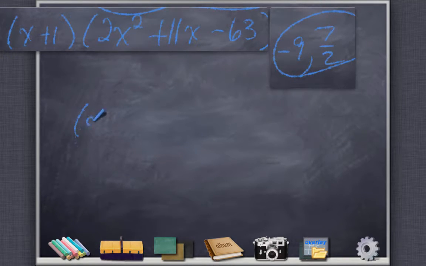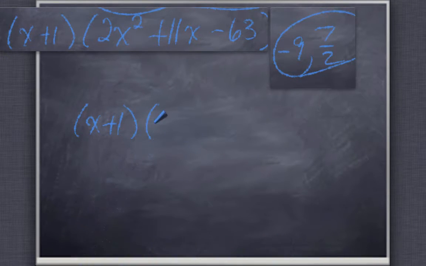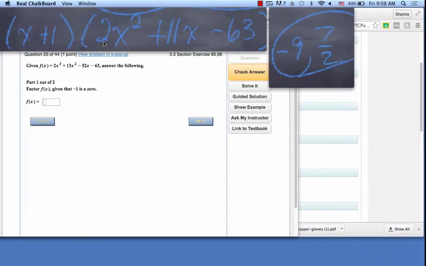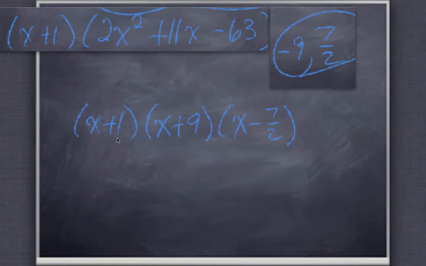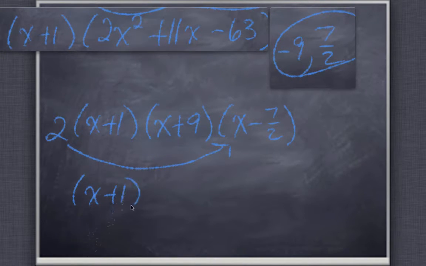So we know we have an x plus 1, an x plus 9, and an x minus 7 halves running around. But also, this thing had a leading coefficient of 2. So somewhere one of these x's needs to be a 2. Basically, the 2 was factored out here. I'd probably want to put that 2 over here to get rid of that 7 halves, so that we would have x plus 1, x plus 9, 2x minus 7.